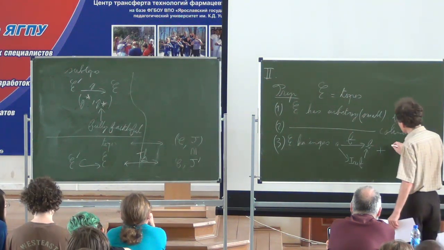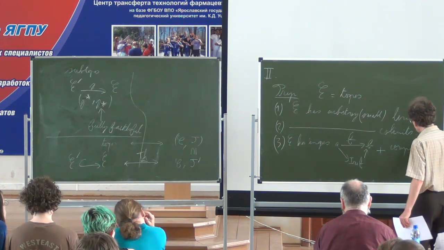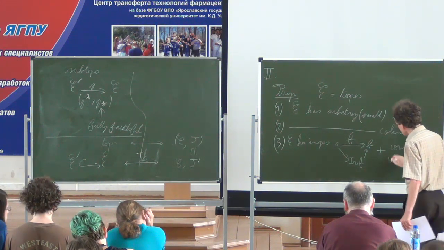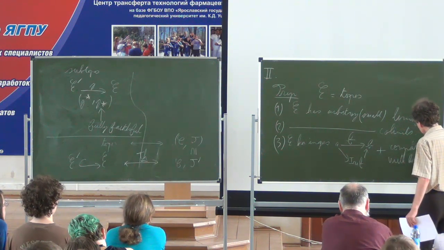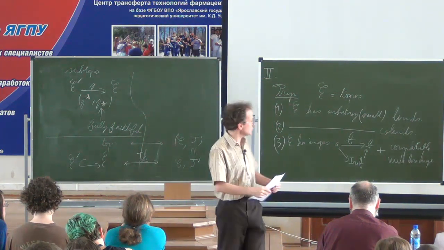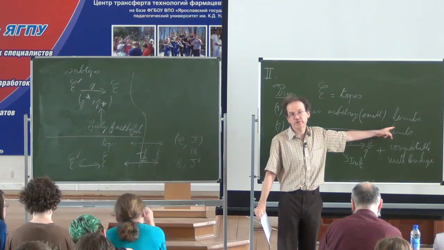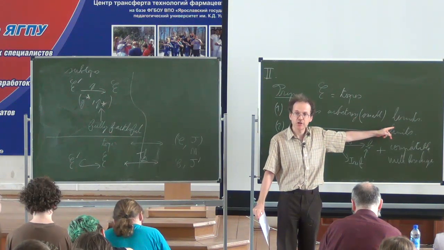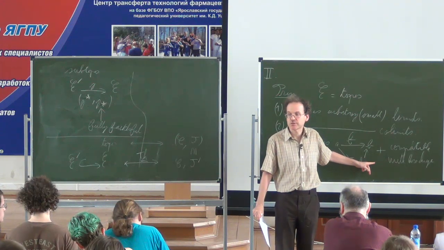It has images, and the second condition is that the formation of images is compatible with base change. Okay, there is a notion of base change because in the topos you have arbitrary limits, projective limits. So there is a notion of base change, and the formation of images commutes with base change.